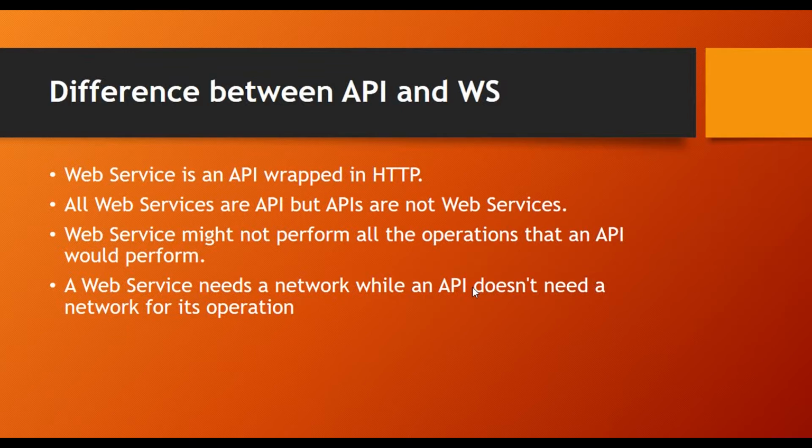You can import the jar directly and access that jar itself. There's no need for a connection over a network. It may or it may not. So basically, a web service is a subset of API. All web services are APIs, but not all APIs are web services. A web service might not perform all the operations that an API would perform. And as I said, a web service always needs a network, while an API doesn't need a network for its operation. It might not; it's not necessary.